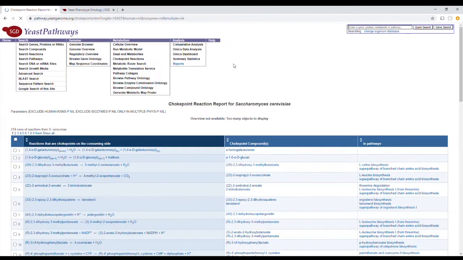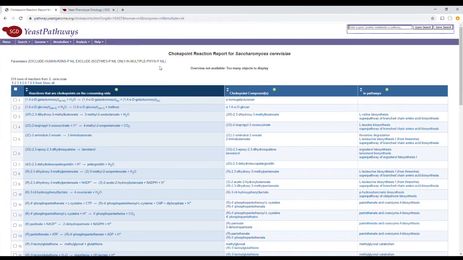Okay, so submit my query, and lo and behold, here's what I've got. I've got a couple different reactions, and then the corresponding choke point compound. And so then the third column is going to be the pathways in which a molecule is involved. And so if I look at the fourth one here, this is involved in leucine biosynthesis, and it's part of the super pathway of branched chain amino acid biosynthesis.